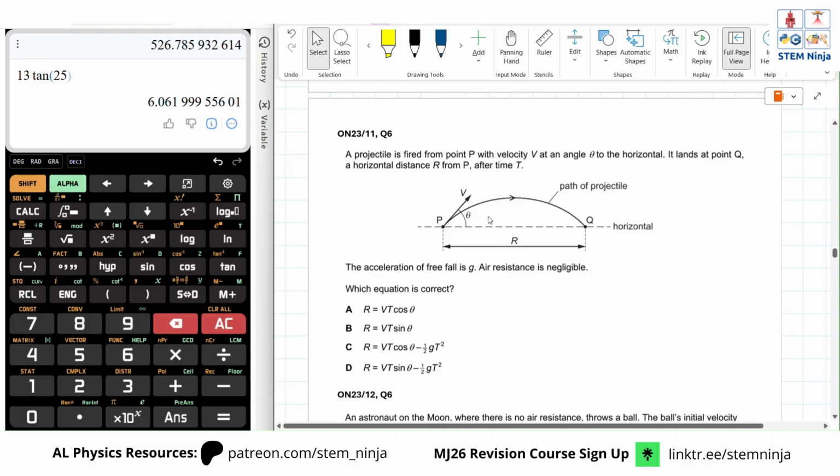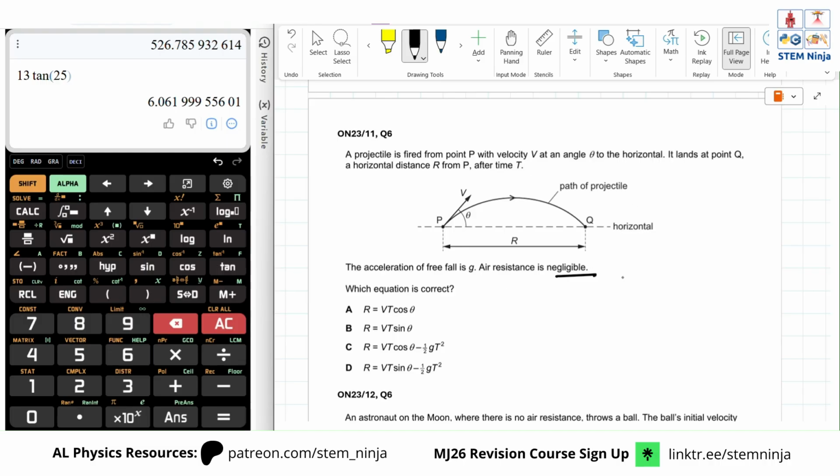Okay. A projectile is fired from point P with velocity v at an angle theta to the horizontal. It lands at point Q, a horizontal distance r from P after time capital T. The acceleration of free fall is g, air resistance is negligible. Which equation is correct?